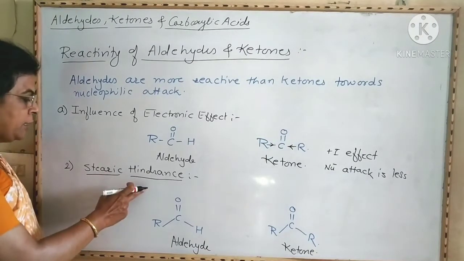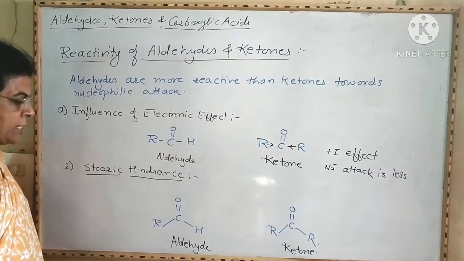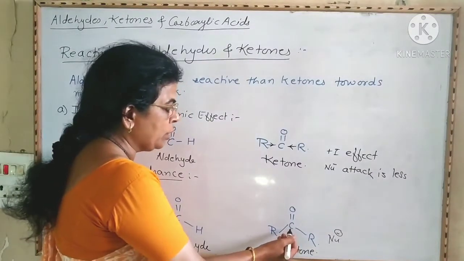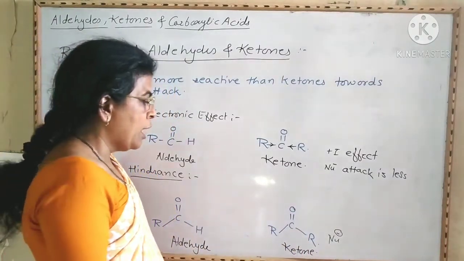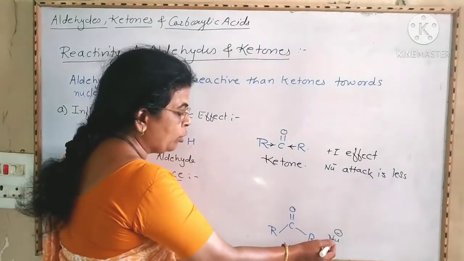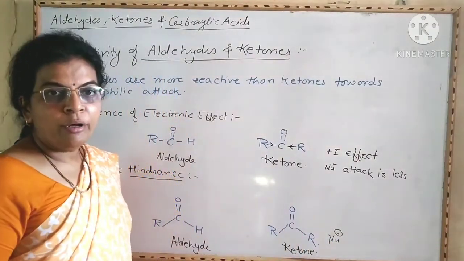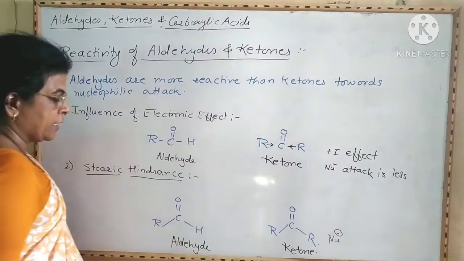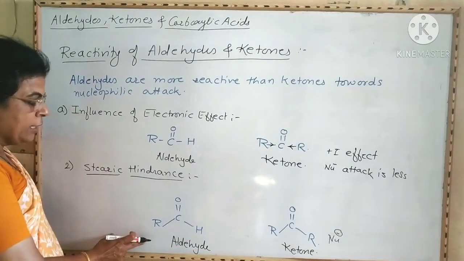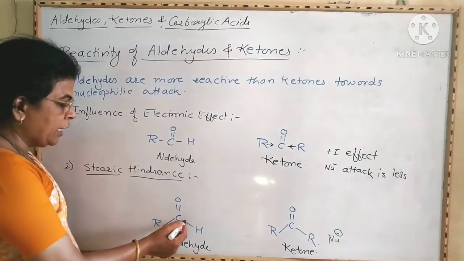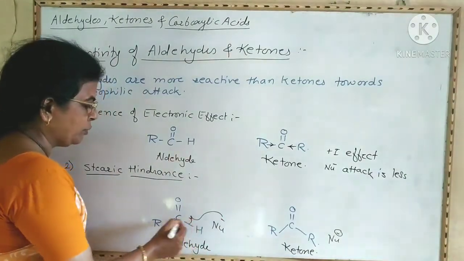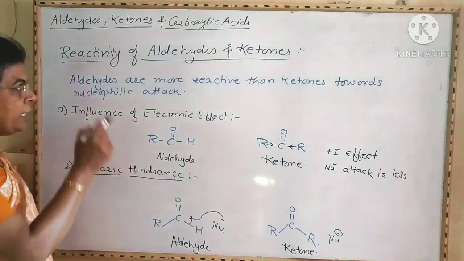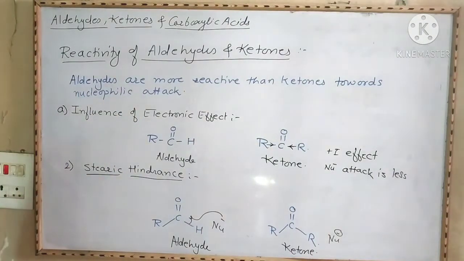Now the second reason is steric hindrance. In the case of a ketone, the carbonyl group is attached to two bulky alkyl groups, and due to steric hindrance, nucleophilic attack on this carbon atom is not easy. But in the case of aldehydes, there is only one alkyl group. That is, there is a hydrogen atom, and therefore nucleophilic attack is possible in aldehydes, and therefore aldehydes are more reactive than ketones towards nucleophilic attack.